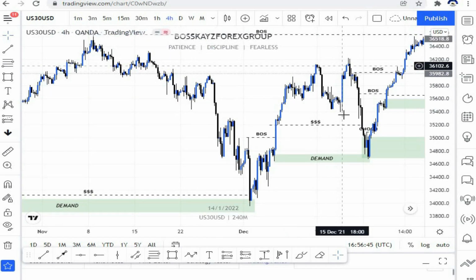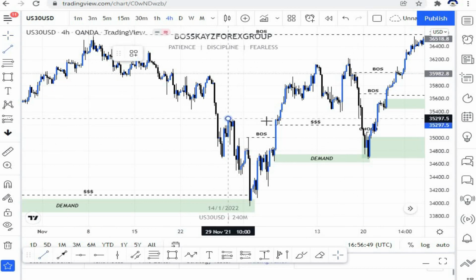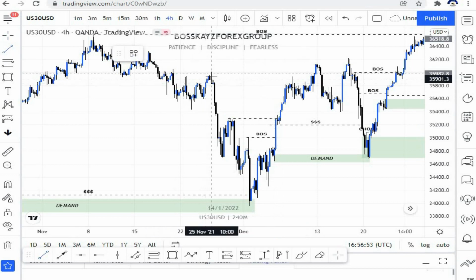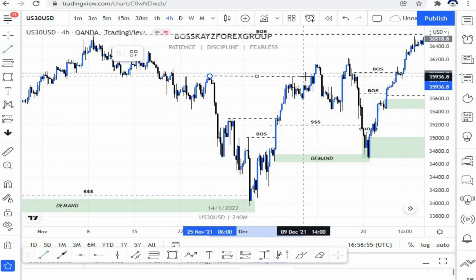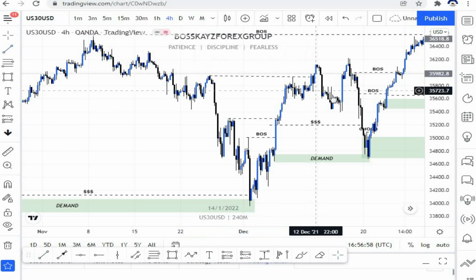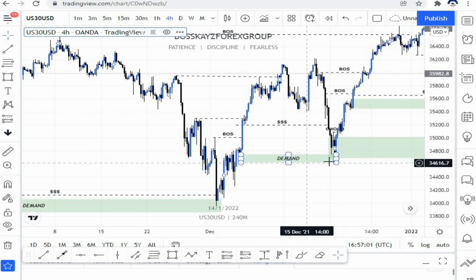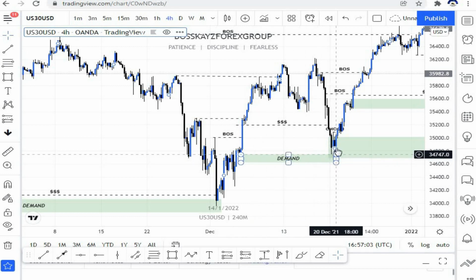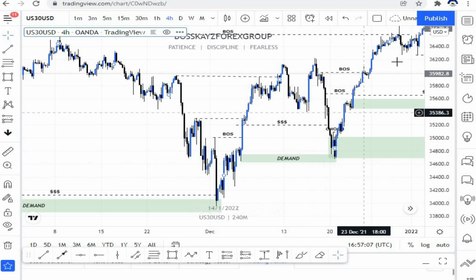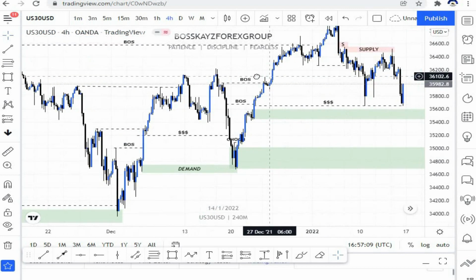As you can see, the price came back after breaking these structures. As you can see, we had a market structure breaker right there. We also had another market structure breaker right there. So here is where the OB or the demand zone was at. That's why they just came back, picked the orders, shifted the market going up, as you can see.